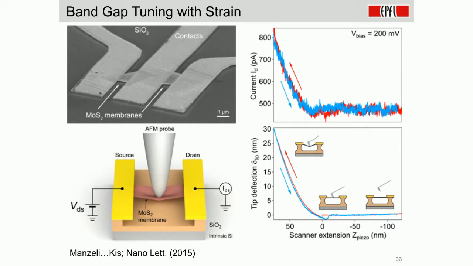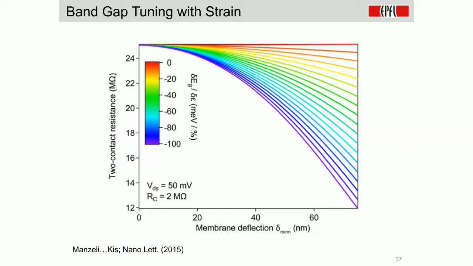Now the complication is that the strain that we apply is non-uniform, so it's concentrated mostly under the tip of the AFM probe. So we had to model the strain distribution using finite element modeling, and if you do this, you basically get a family of curves like in the following graph, where you can model the total two-contact resistance as a function of the contact resistance, and as a function of different rates of change of the band gap as a function of strain.